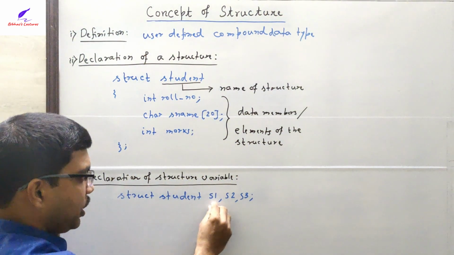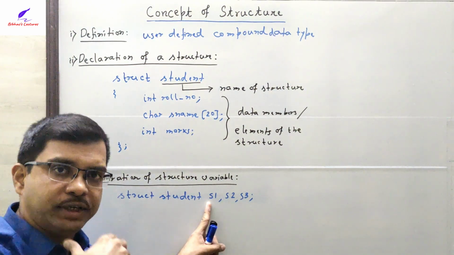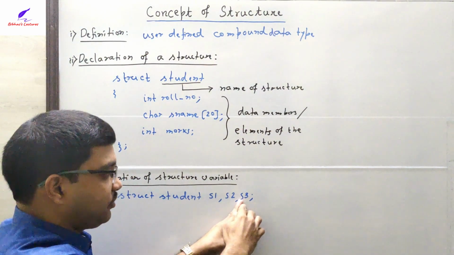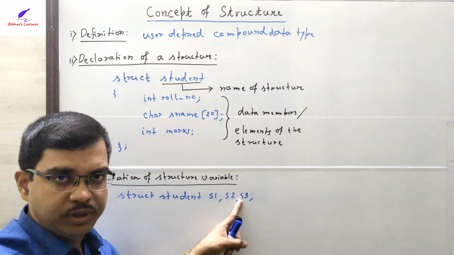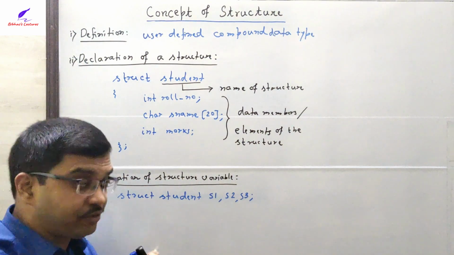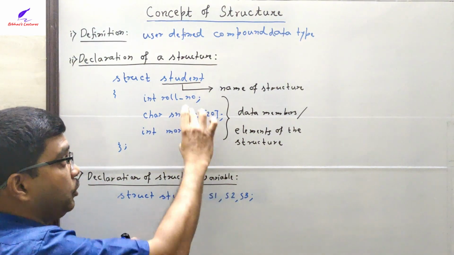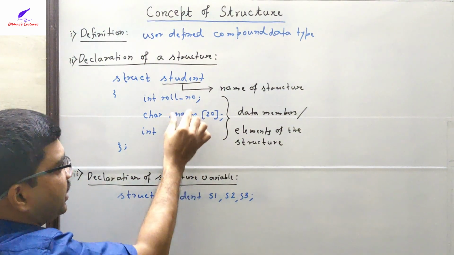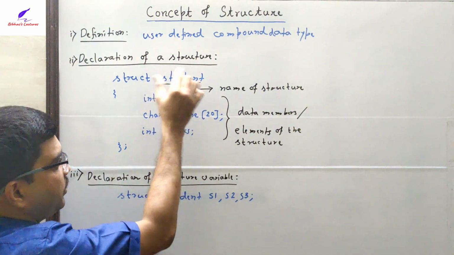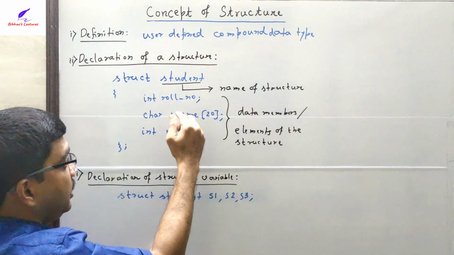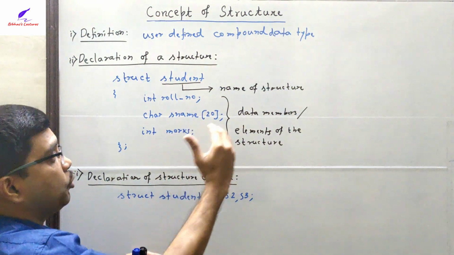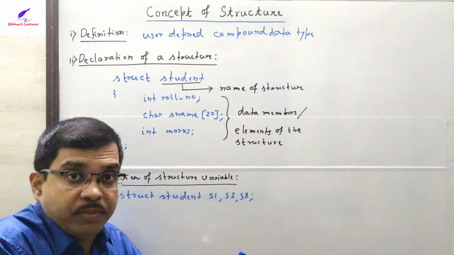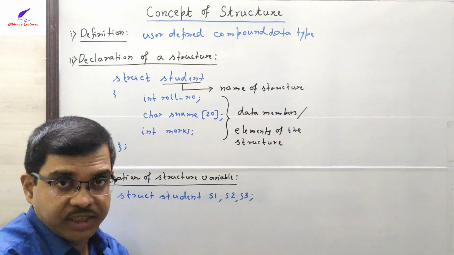So for this S1 variable it will take 28 bytes of memory. S2 will take another 28 bytes of memory, and S3 will also take another 28 bytes of memory. But these 28 bytes of memory for a particular structure variable will be contiguous. So there will be contiguous 28 bytes, and the first 4 bytes will be for roll number, the next 20 bytes will be for S name, the student name, and the last 4 bytes will be for marks.